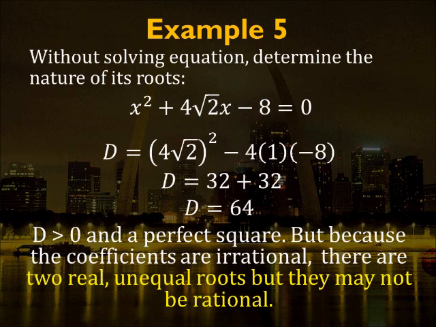So because your discriminant is positive, you have two real unequal roots. However, because you have an irrational coefficient that you cannot express as a fraction or an integer, the roots themselves may not be rational. In fact, they probably won't be because you have an irrational coefficient. So remember, the test for rational roots only applies if you can express the equation with integral coefficients, which we cannot do here.